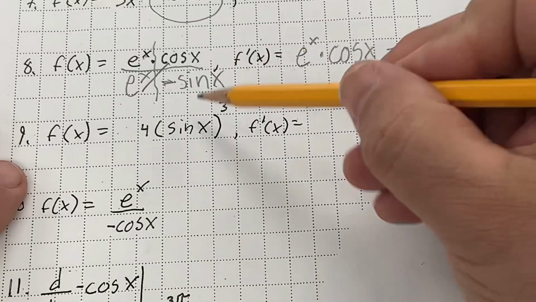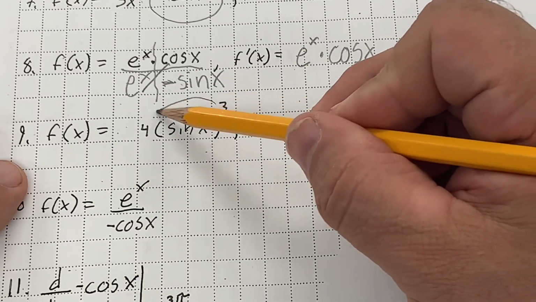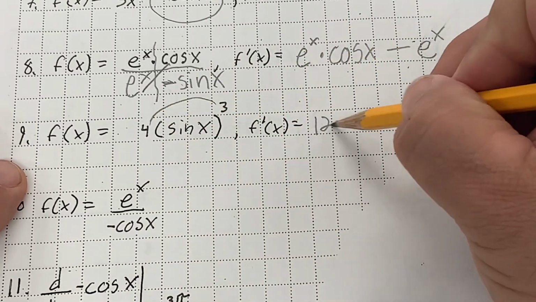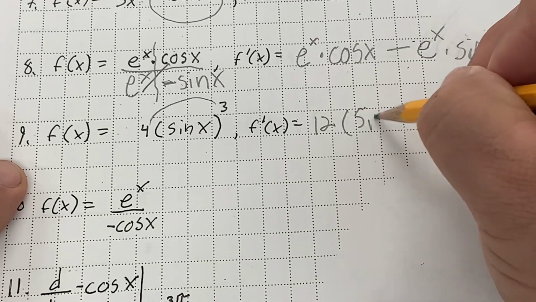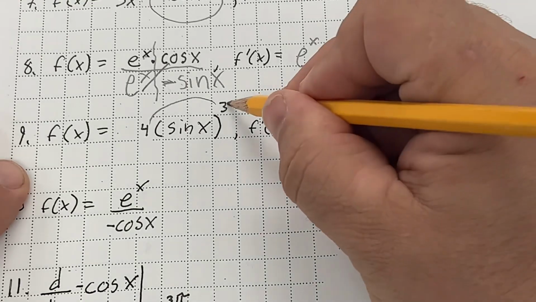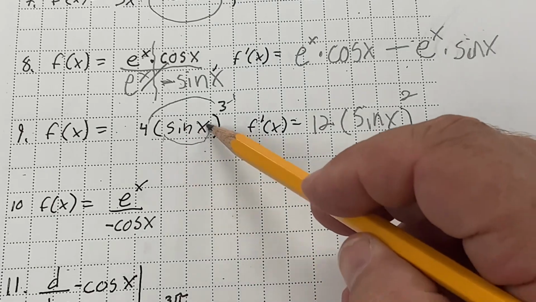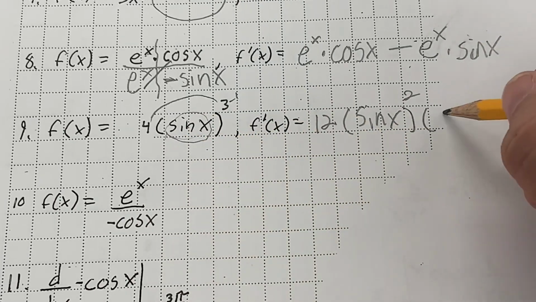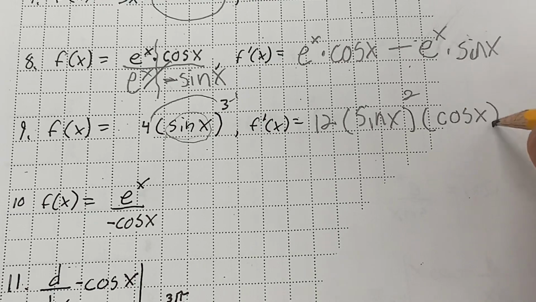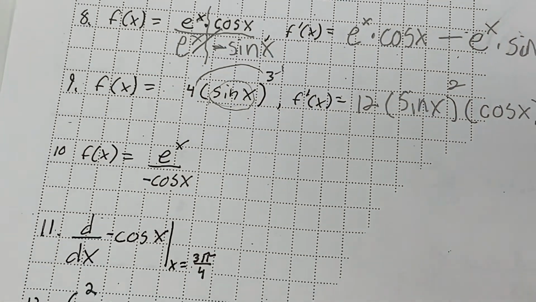Chain rule. So I'm going to take the derivative of the outside. So that would be 3 times 4. That would be 12 times sine x minus 1 squared. Now I have to go back and take the derivative of sine x. The derivative of sine x is cosine x. And that's it for the chain rule.